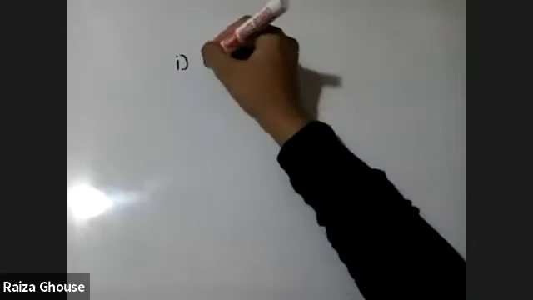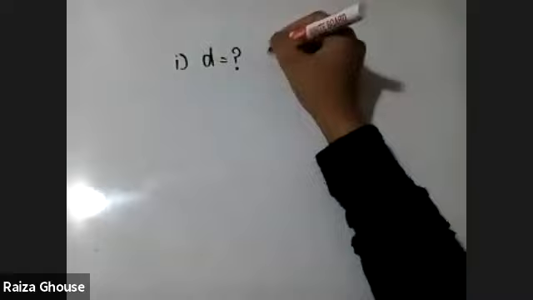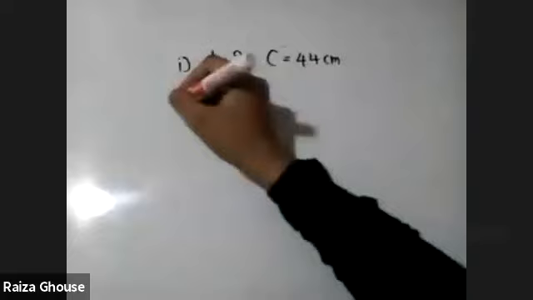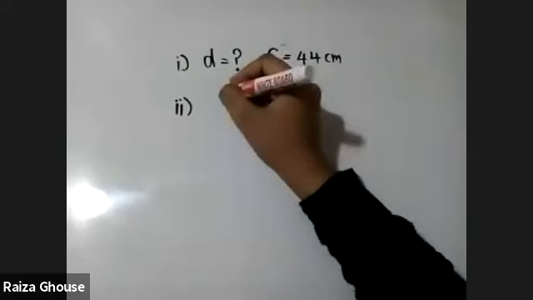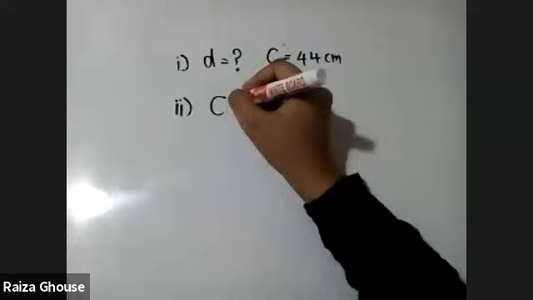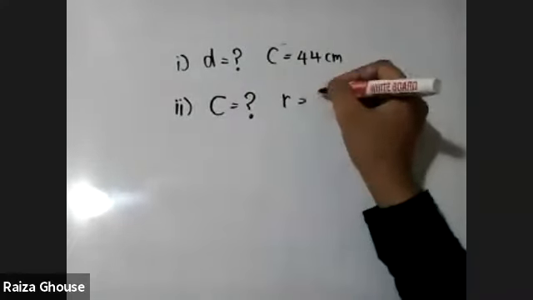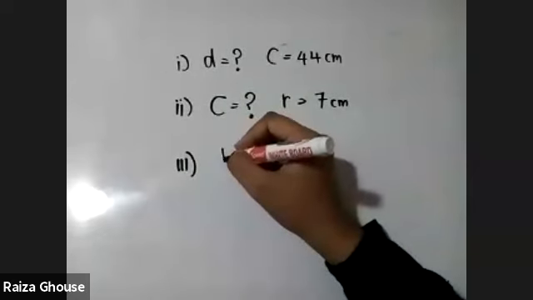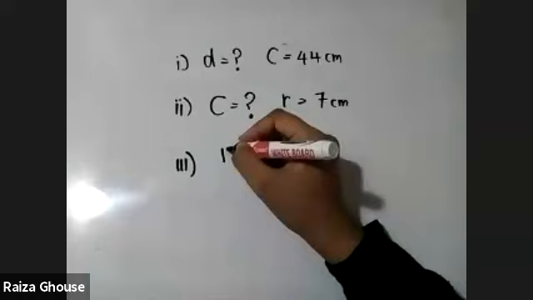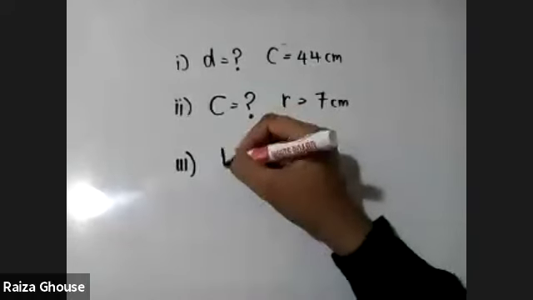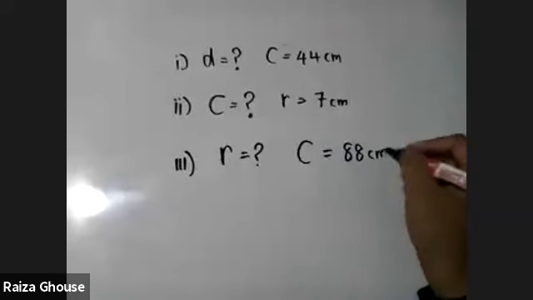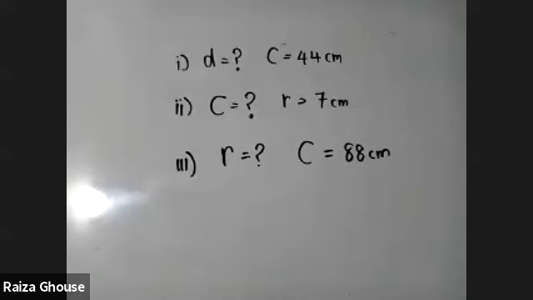Most of the questions you have to use fractions, it's easy. Roman number 1. You should find the diameter. I will give you the circumference. Roman number 2. You have to find the circumference. I'll give you the radius. Roman number 3. You should find the radius. I'll give you the circumference. Okay. Send me your answers as soon as you finish.